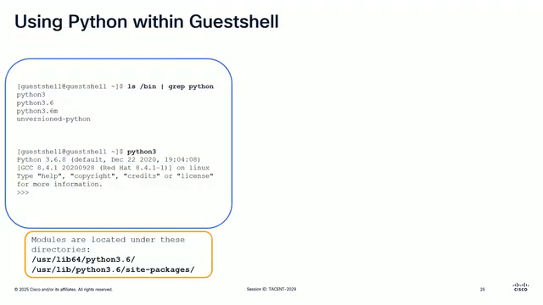Now, Python comes pre-installed on the guest shell from IOS XE version 17.3 onward. That will be Python 3 by default. If you wish to install a different version of Python, the yum utility is available inside the guest shell, so you can use yum install to install other utilities such as other versions of Python.